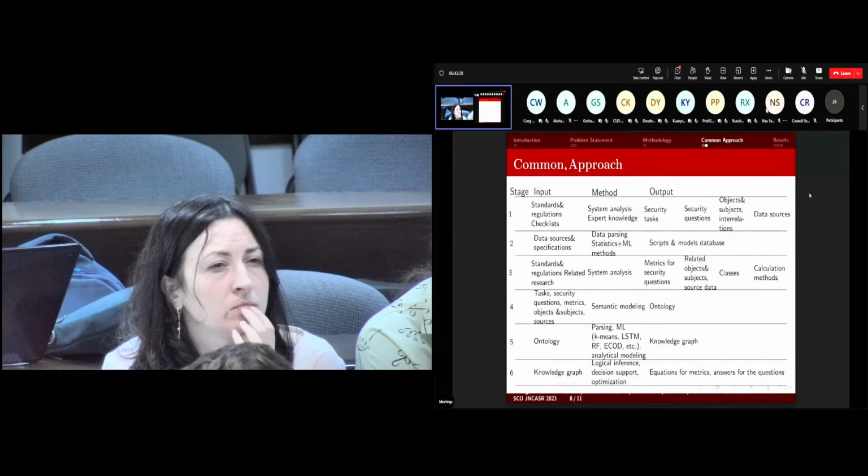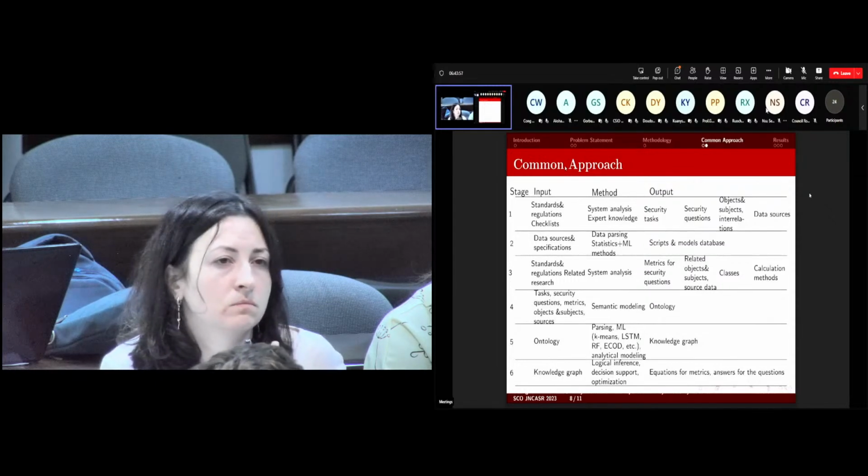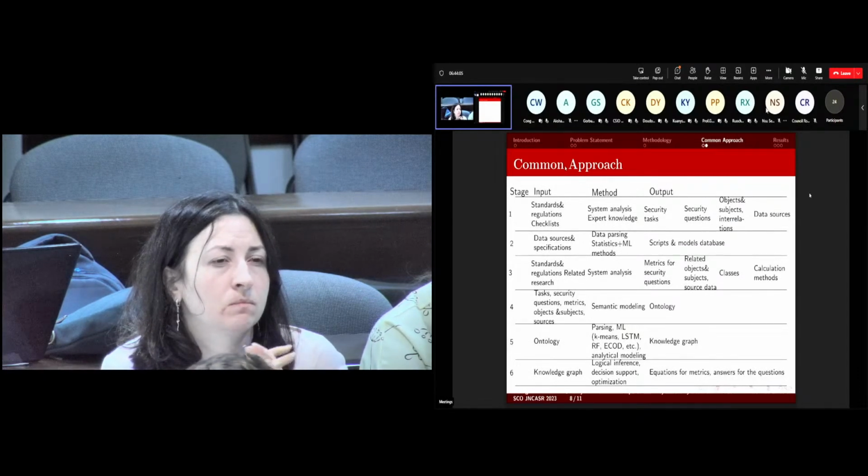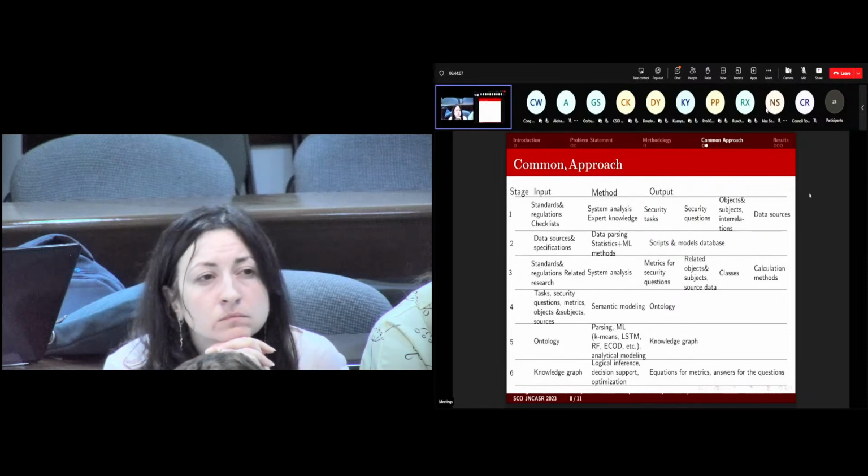On the fifth stage, the machine learning methods and analytical modeling are used to generate the models, to fill the ontology concepts, and obtain the knowledge graph. The specific methods depend on the concept. For example, to fill the value for the attacker skills metric, K-means and LSTM methods are used. To fill the attack concepts, the random forest method is used, and so on. Finally, on the sixth stage, the logical inference and decision support methods are used to get equations for metrics and answers for the security questions.